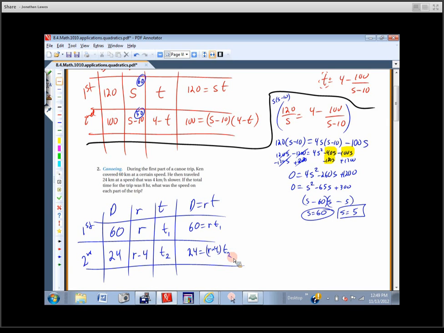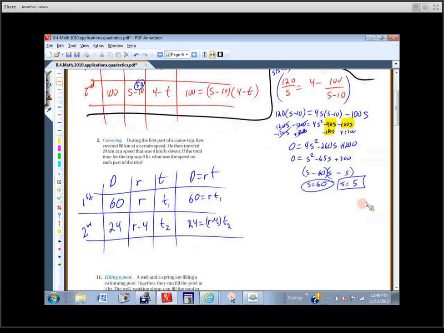How many variables are there? Take a good look. 3. R is the same in both of them, but this is the time on the first one and this is the time on the second one. Those subscripts mean those are different values for T. So I actually have 3 variables and only 2 equations. I can't solve 2 equations with 3 variables. Remember we solved these, I think in chapter 3. If I have 3 equations and 3 variables, then I could.